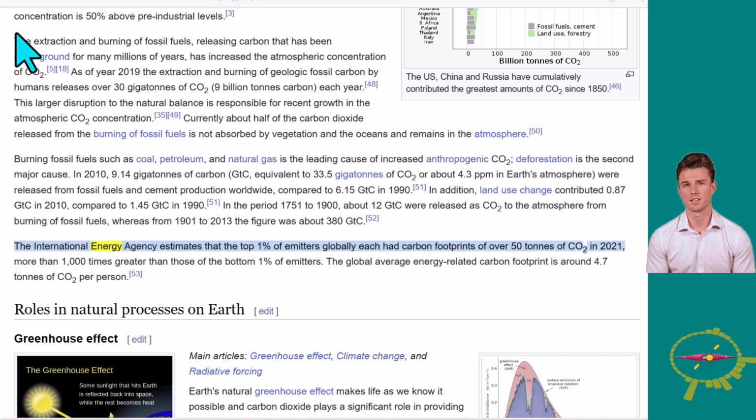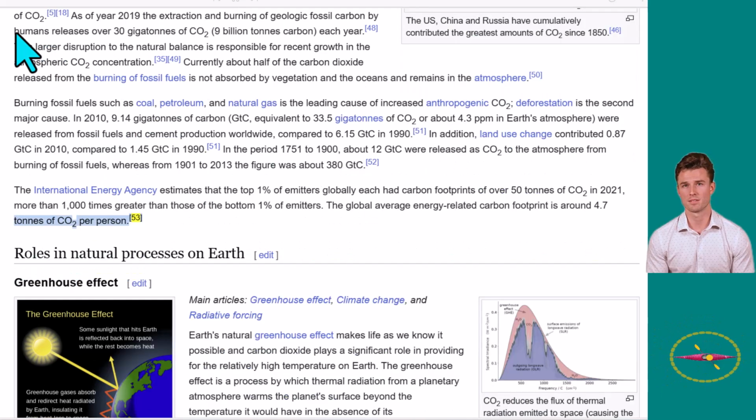The International Energy Agency estimates that the top 1% of emitters globally each had carbon footprints of over 50 tons of CO2 in 2021, more than 1,000 times greater than those of the bottom 1% of emitters. The global average energy-related carbon footprint is around 4.7 tons of CO2 per person.